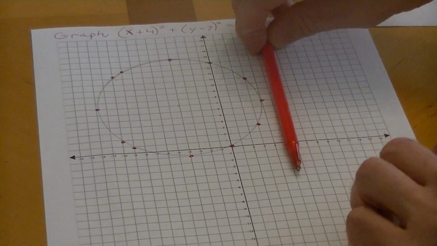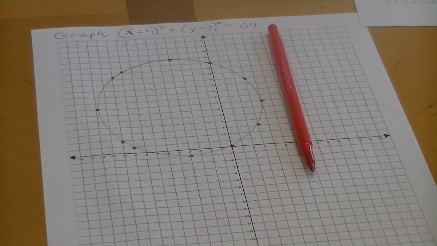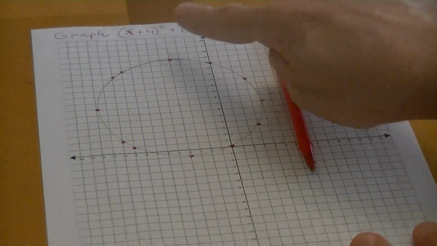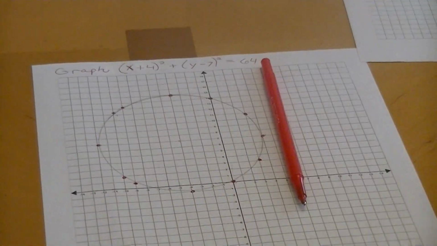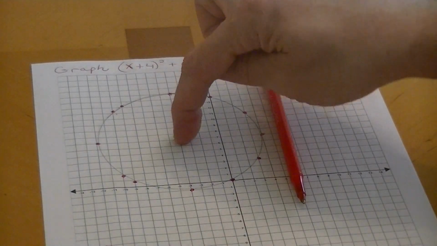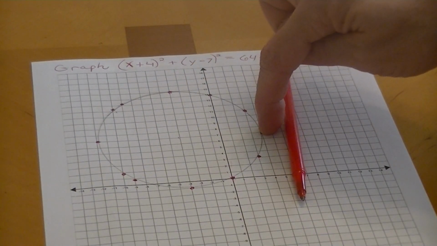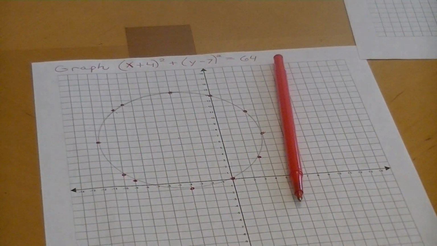So that long table that you did the other day, we only did that one time. Moving forward, if you want to graph a circle, you identify the center, identify the radius, and just plot the center, open up your compass to the appropriate radius, and make your circle.